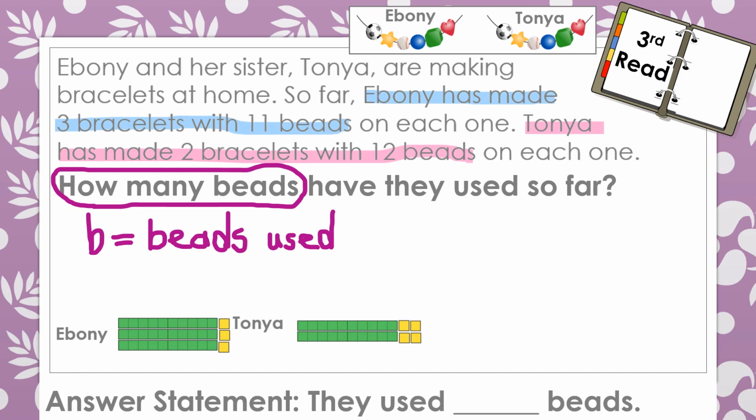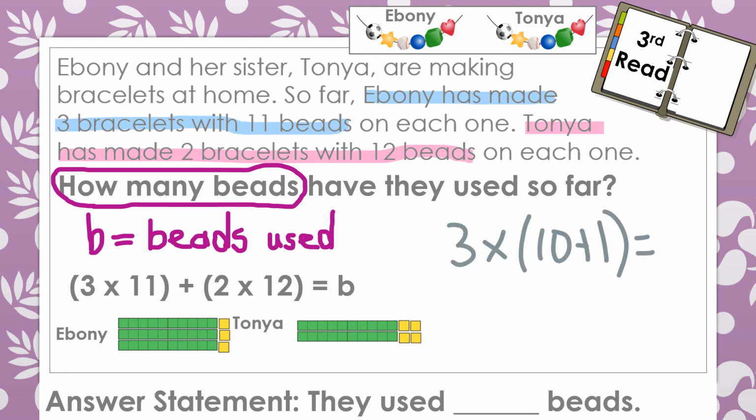To set up our equation, we will need to think about how Ebony made 3 bracelets with 11 beads on each. This is 3 groups of 11, which could be represented by 3 times 11. Tanya also made 2 bracelets with 12 beads on each. So we can think of Tanya's beads as 2 groups of 12 or 2 times 12. The quantity 3 times 11 plus the quantity 2 times 12 will equal B, the number of beads they both used. Let's go ahead and solve to find these products.